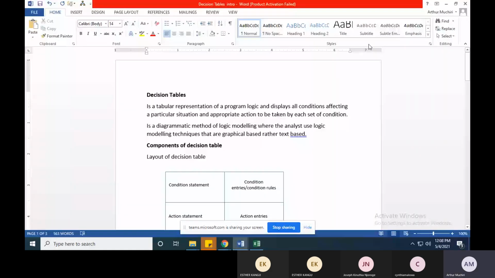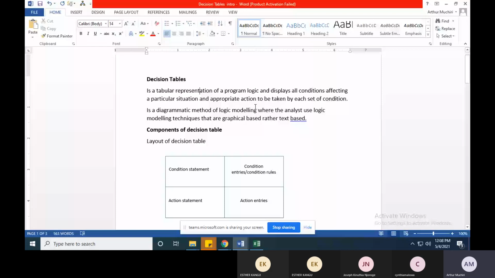So these decision tables, we say that there is a decision tabular representation of a program logic that displays conditions affecting a particular situation and the appropriate action to be taken for each set of conditions. So that is a definition. And also we talked about it being a diagrammatic method of logic modeling where the analysts use logic modeling.